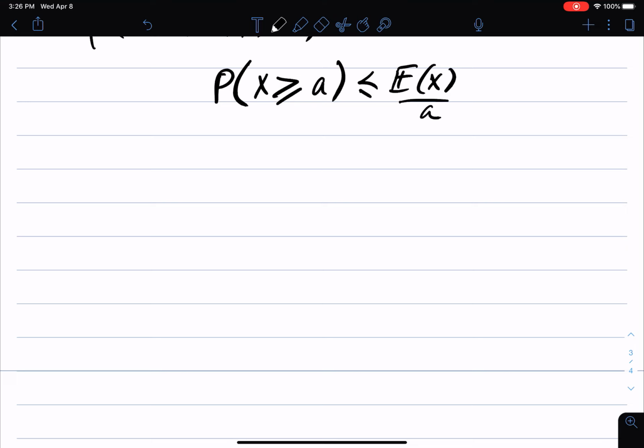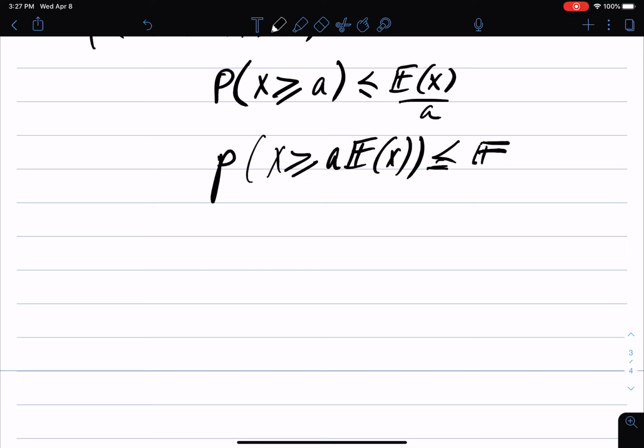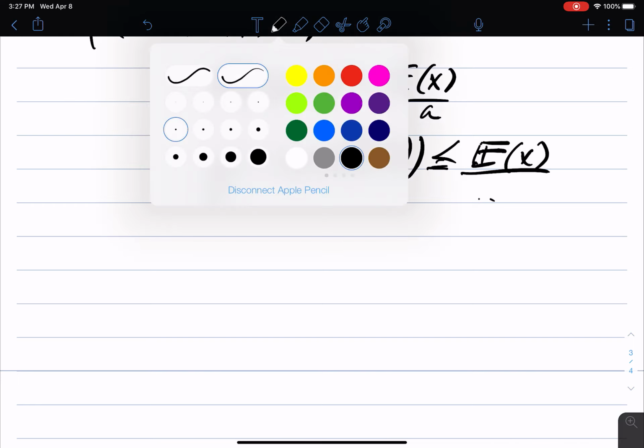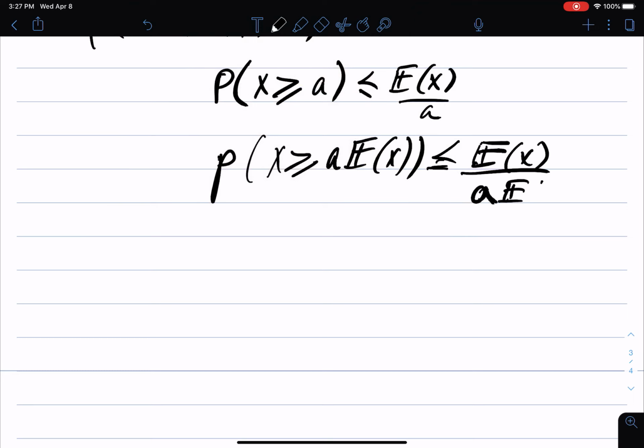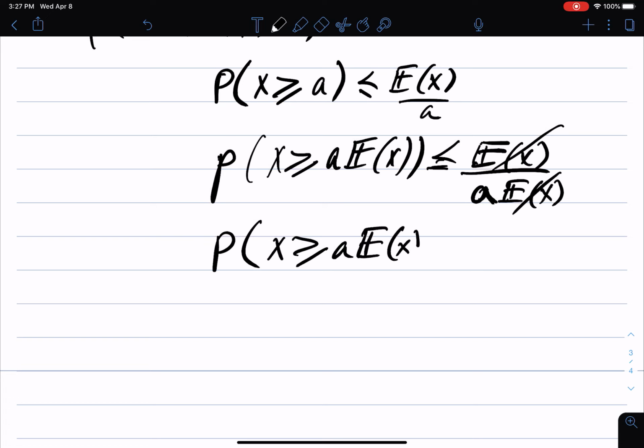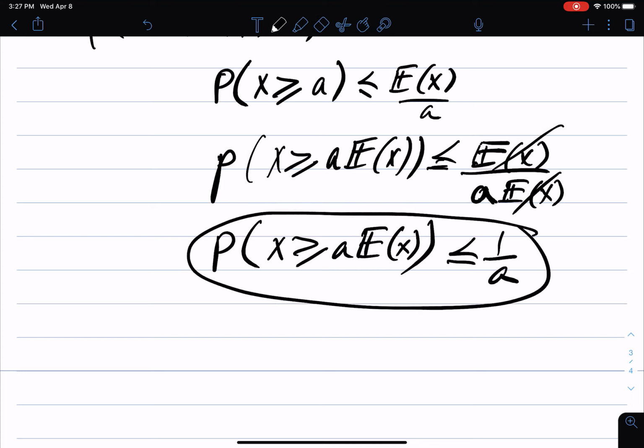Now if I take a specific value here, let's take P of x greater than or equal to A. If I replace A by A times E of x, so some constant times the mean, then this is smaller than or equal to E of x divided by A times E of x. So this becomes the probability that x is greater than or equal to A E of x is smaller than or equal to 1 over A. This is a corollary of Markov's inequality: the probability that x is larger than A times the mean is less than or equal to 1 over A.